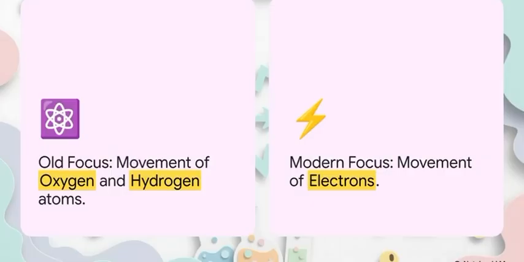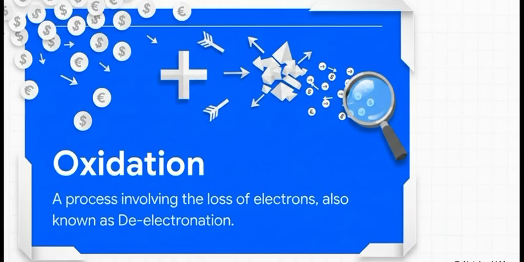So that's the fundamental switch, right? We stopped watching the big, clunky atoms and started tracking the tiny, super important electrons. And this one simple change completely revolutionized chemistry, giving us one powerful, unified way to understand a huge range of reactions. With this new electron-centric view, the definition suddenly becomes so much simpler.